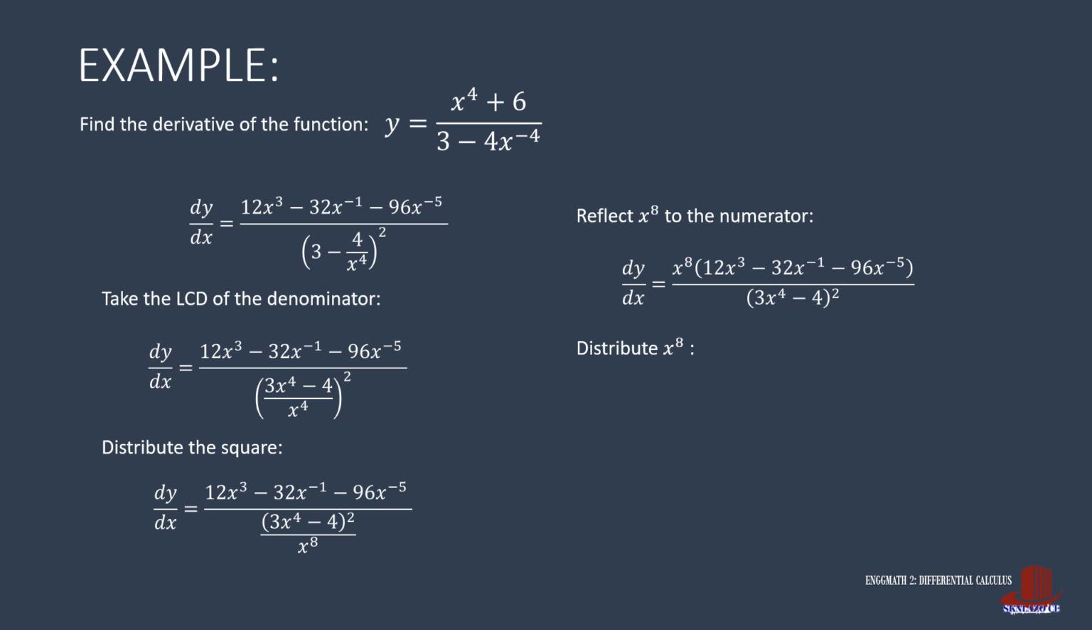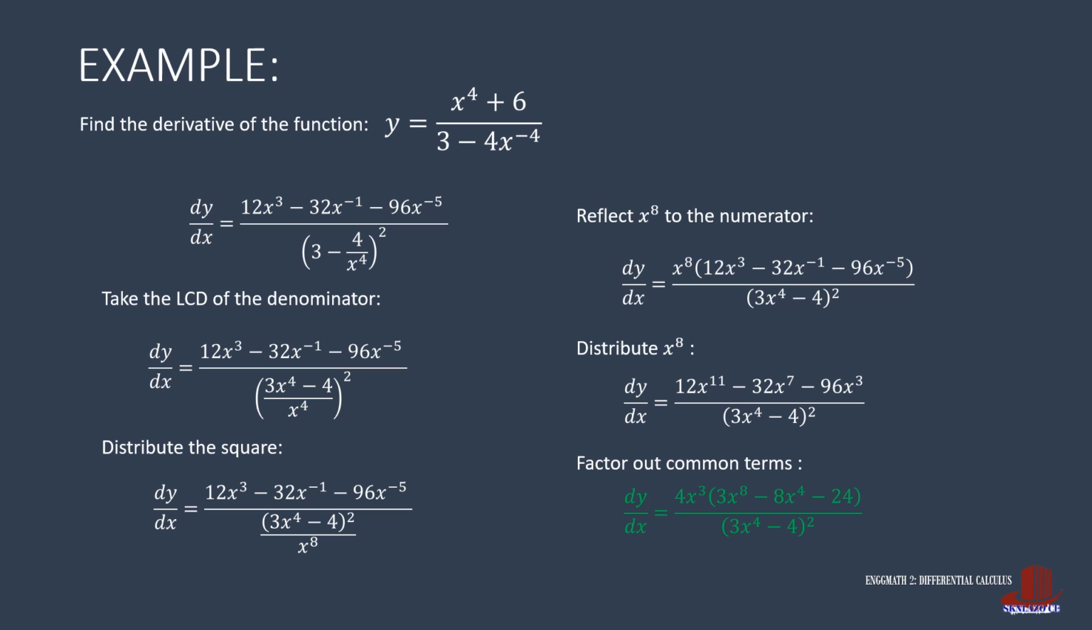To tackle the case of negative exponents in the numerator, we multiply by x raised to 8, making the derivative's numerator 12x raised to 11 minus 32x raised to 7 less 96x cubed. Now we have a seemingly normal function of positive exponents. This is the time that we can factor out common terms, and that is 4x cubed, making the simplified derivative 4x cubed times the quantity 3x raised to 8 minus 8x raised to 4 minus 24. This is the final factored derivative.